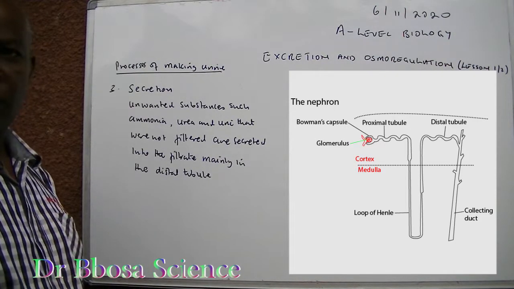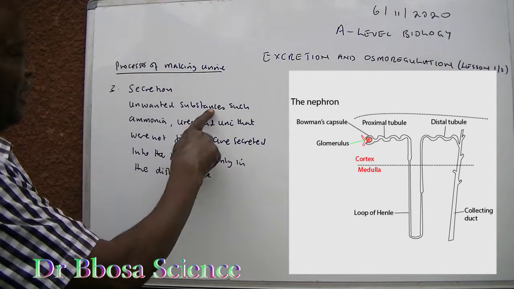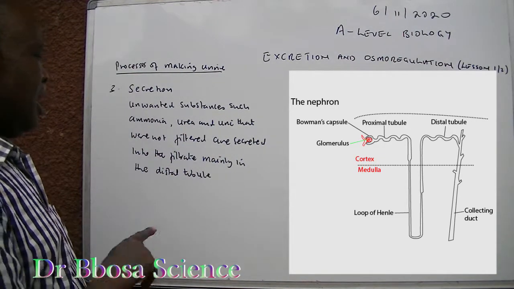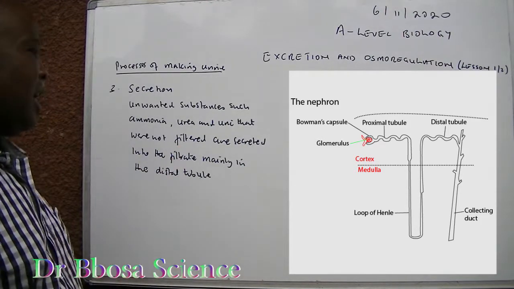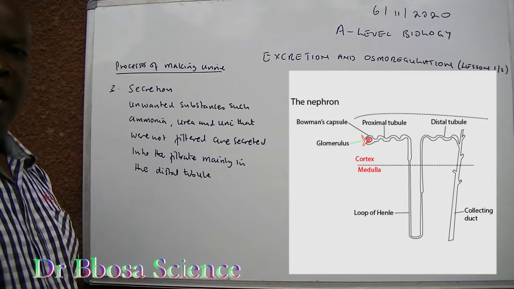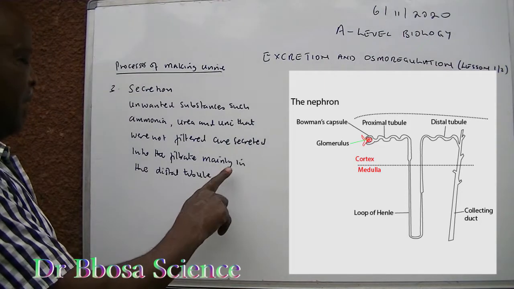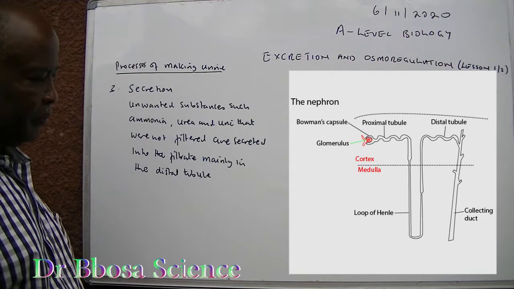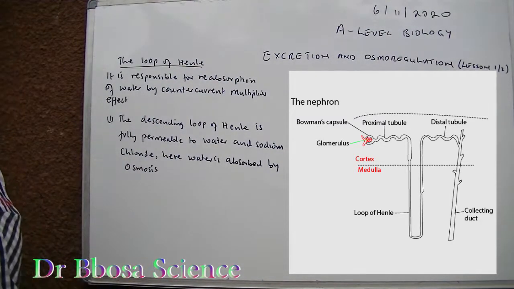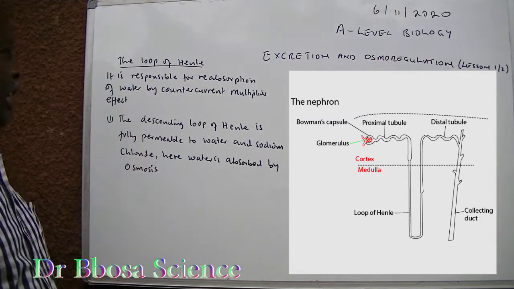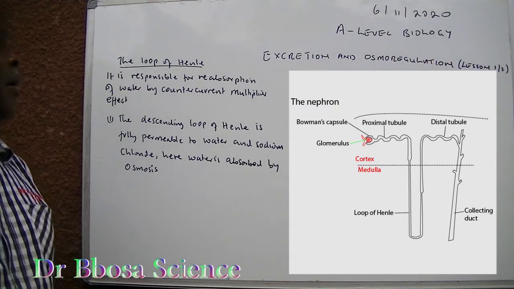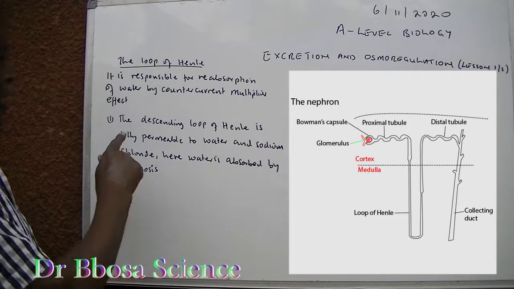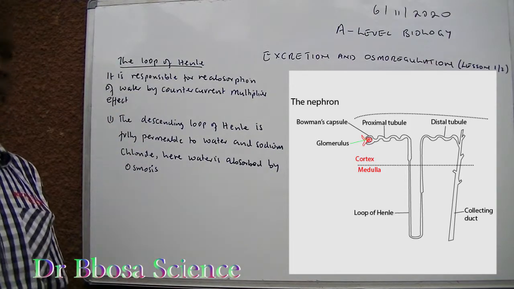3. Secretion. Unwanted substances such as ammonia, urea, and uric acid that were not filtered are secreted into the filtrate, mainly in the distal tubule. The loop of Henle is responsible for the absorption of water by the counter current multiplier effect.